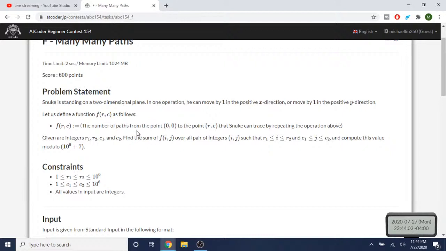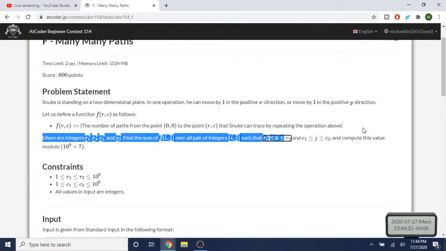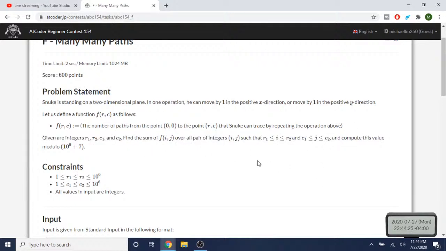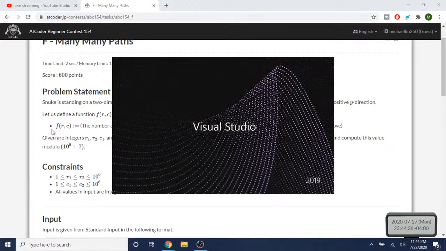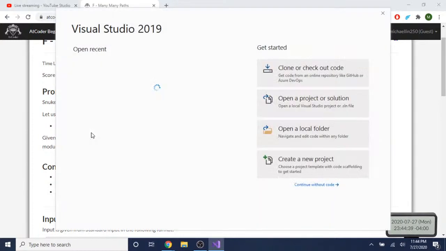Now we need to sum up f of i, j over all the pairs i and j such that this holds. So what I'm going to do is sum up all the values, looping i from R1 up to R2, and j from C1 to C2. Then I'm going to multiply i times j, add it up, take the sum of that, and mod by 10 to the 9th plus 7. Okay, so let's just open Visual Studio real quick, and then let's solve this problem.